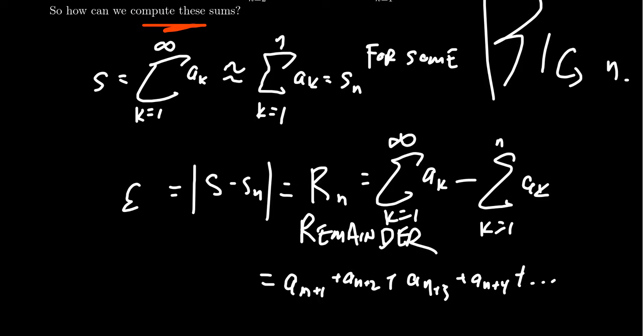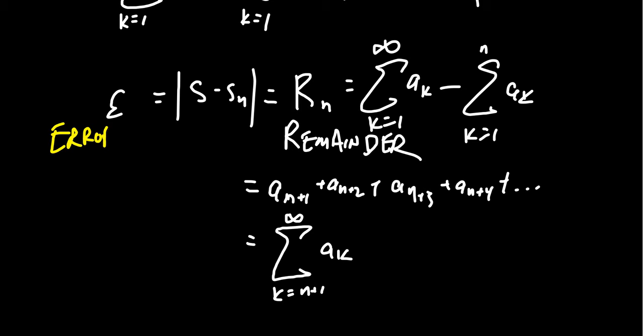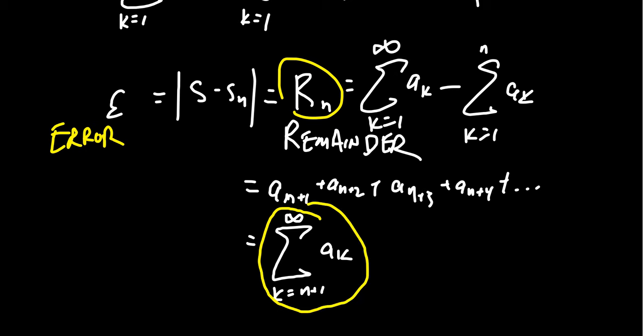And so this remainder term is itself an infinite series, right? It's going to be the sum where k ranges from n plus 1 to infinity of the same sequence, a sub k. So we can describe this remainder. The remainder here is our error, the error of estimating the series using a partial sum. The error is going to be this remainder term, but the remainder term itself is an infinite series.